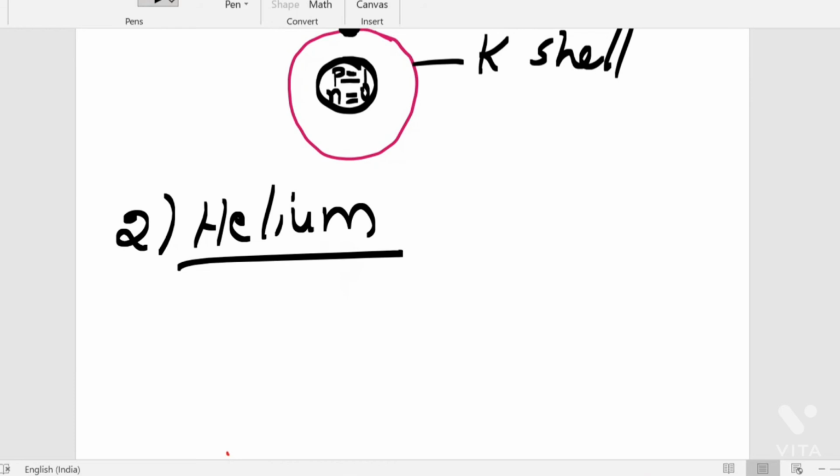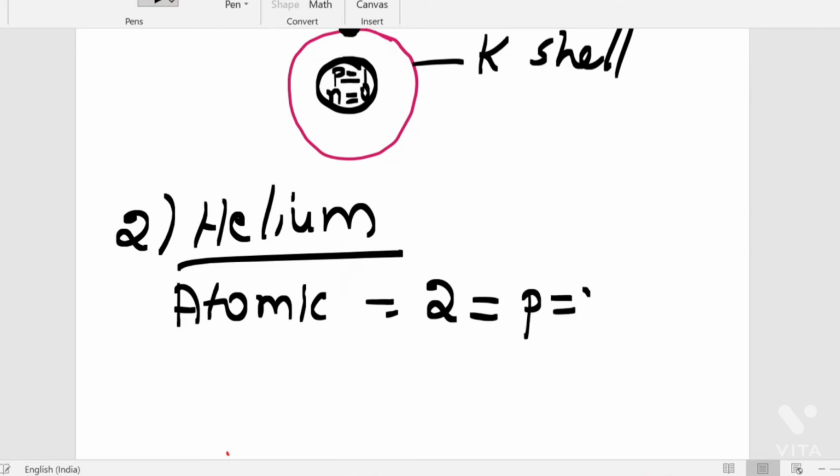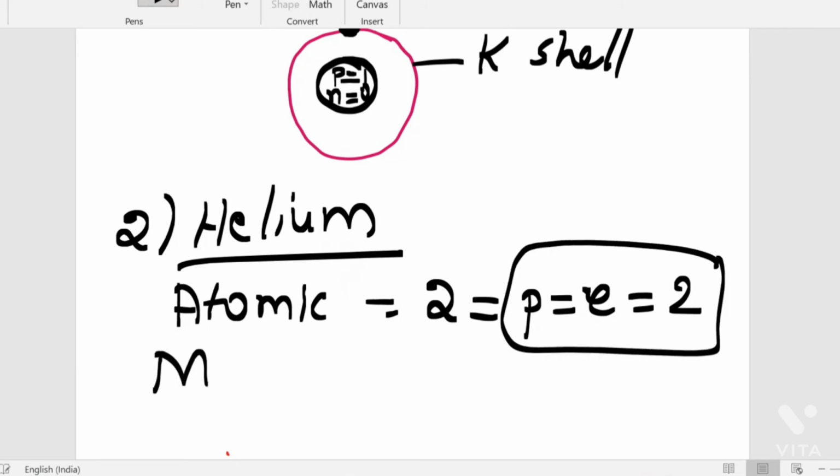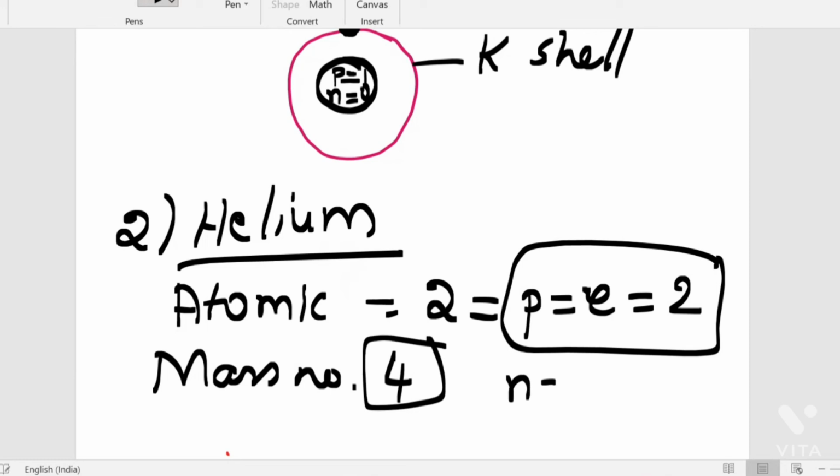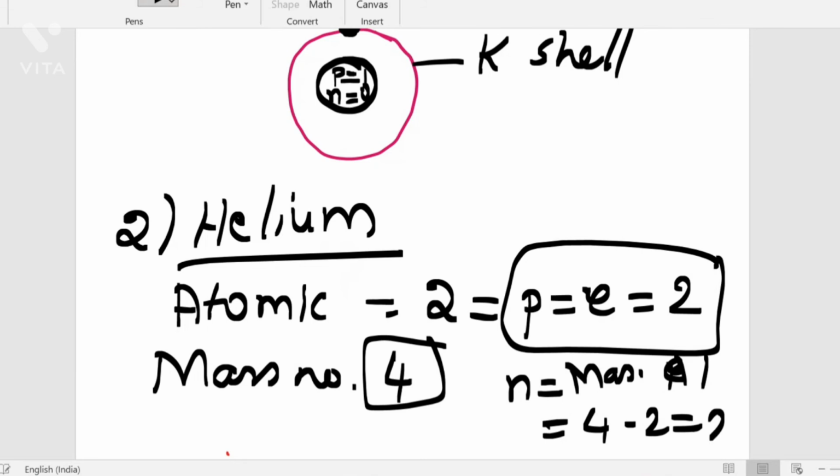So helium, you know helium's atomic number is 2. So there is no doubt, it is easy to find out the proton number, and the electron number is also 2. Then based on this, you should know the mass number of helium, that is 4. So now it is easy to find out the neutron number. N is equal to mass number minus atomic number, that is 4 minus 2, it is 2. Now we found out the neutron number is 2.